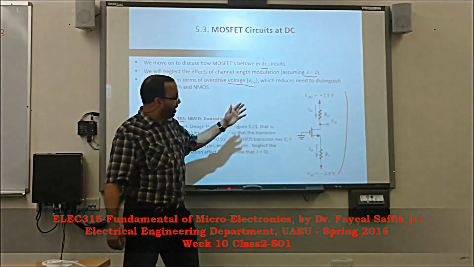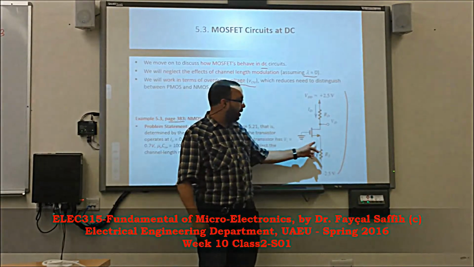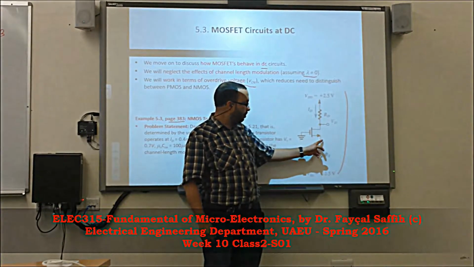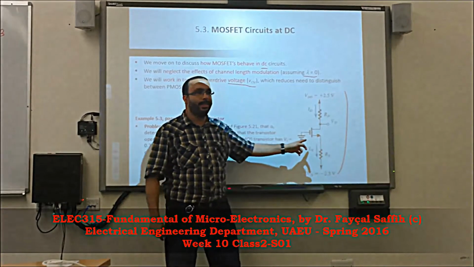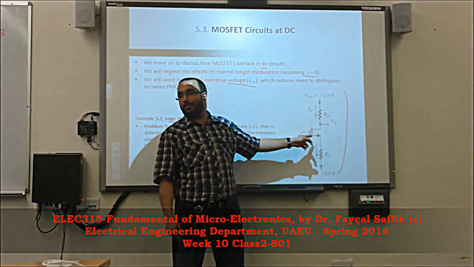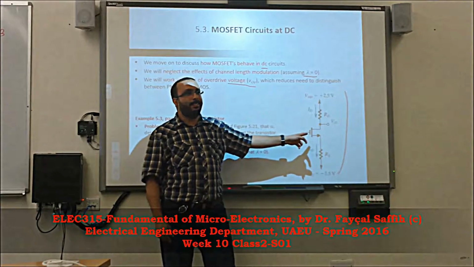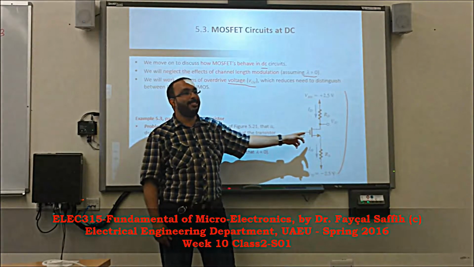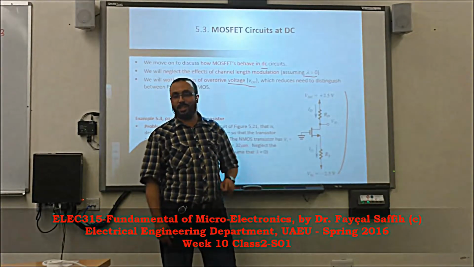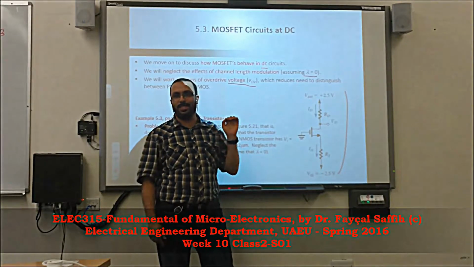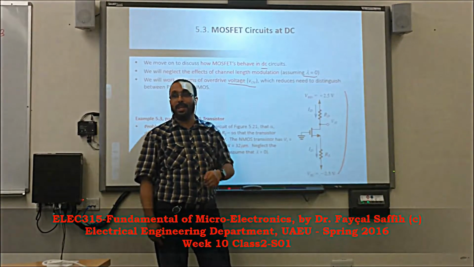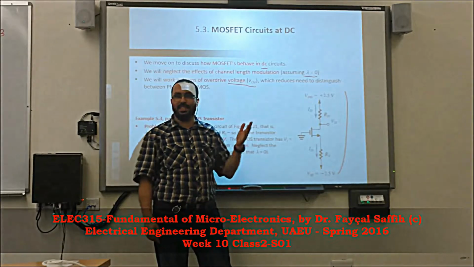Alright, so this is the circuit we have. Is this NMOS or PMOS? NMOS. Why is that? Because the current goes from the drain to the source. The current is to the source, not from the source. Yes. To the source for NMOS, from the source for PMOS. Very easy.